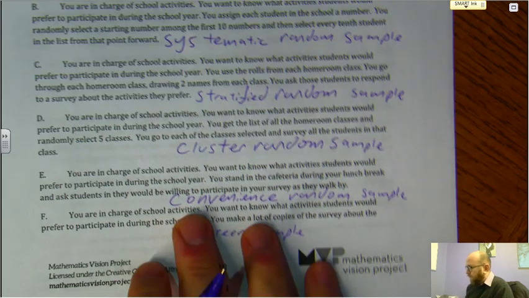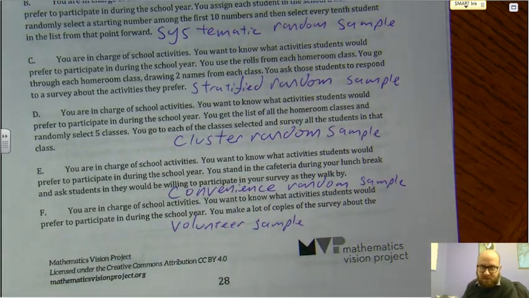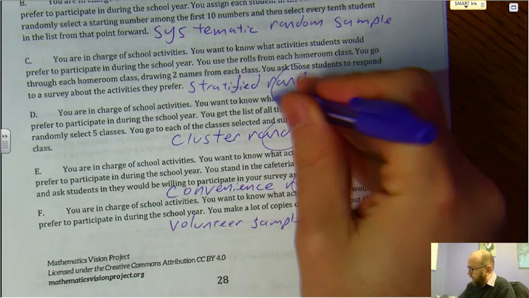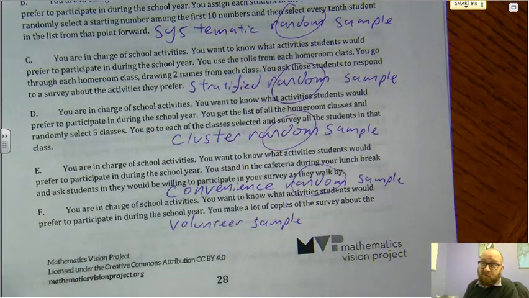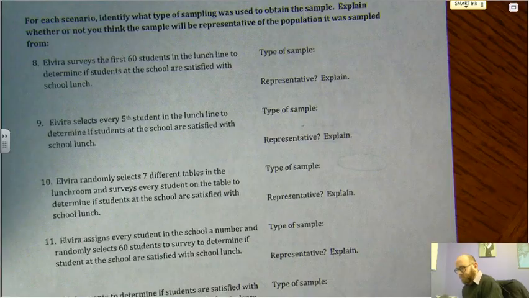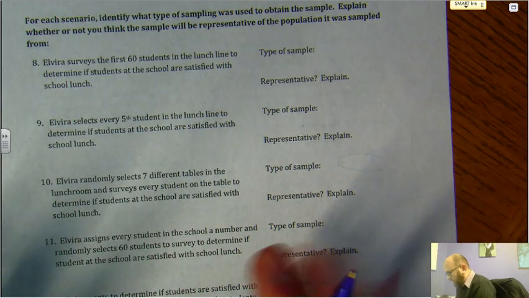For E, when we're in the comments asking people what they think, that's a convenience random sample. And then for F, where we leave the flyers on the table, that's called a volunteer sample. And the volunteer sample, you can see that it misses a key word that all the other ones have, and that word is random. The volunteer sample isn't necessarily a random sample. Okay, so now that we have this vocabulary, we need to look at each of these.